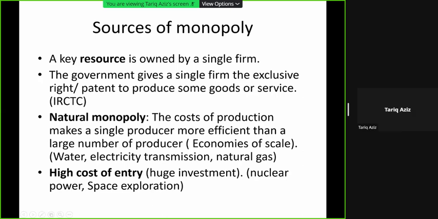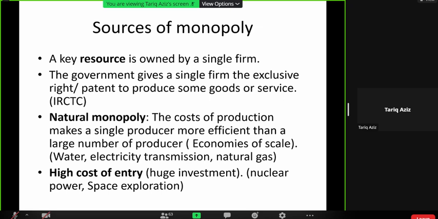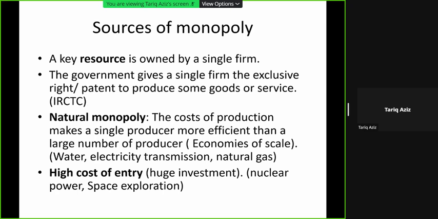There may be several sources of monopoly, but the crux is that a key resource is owned by a single firm. Any firm basically owns and operates some resources, and using those resources, it converts input into output, a product. So if a key resource is exclusively owned by a single firm, then it will be very difficult for other firms to run the same business and produce the same product.